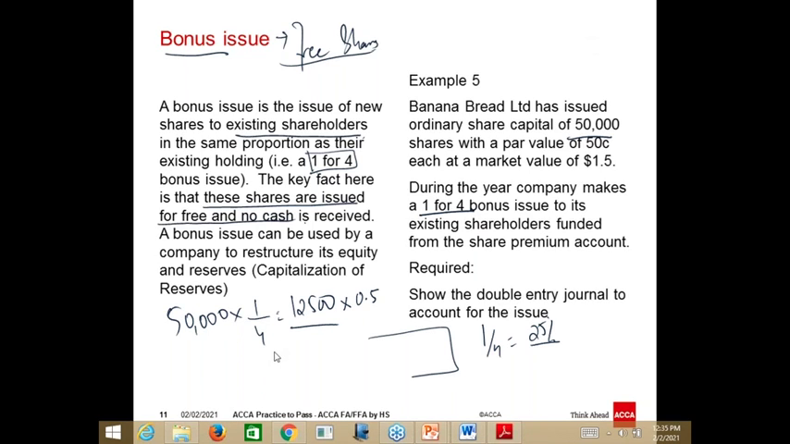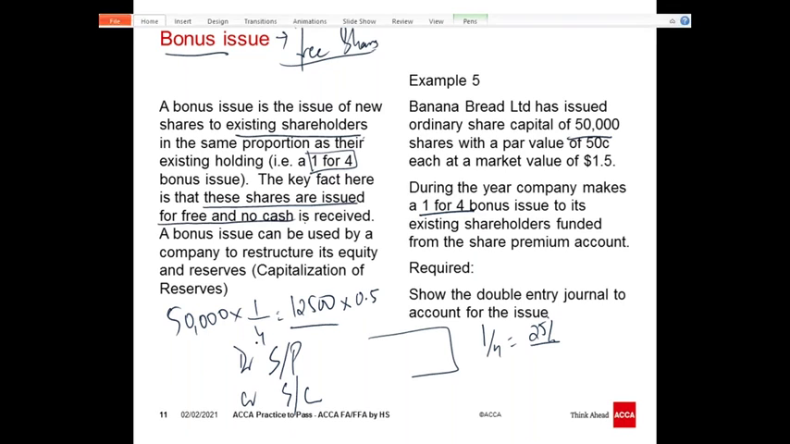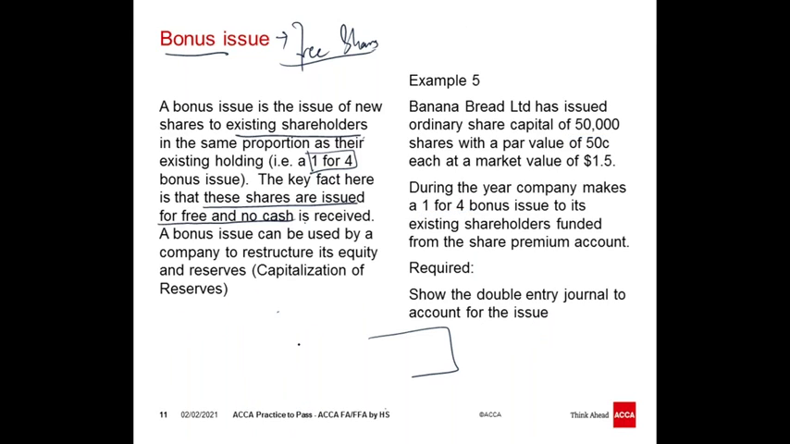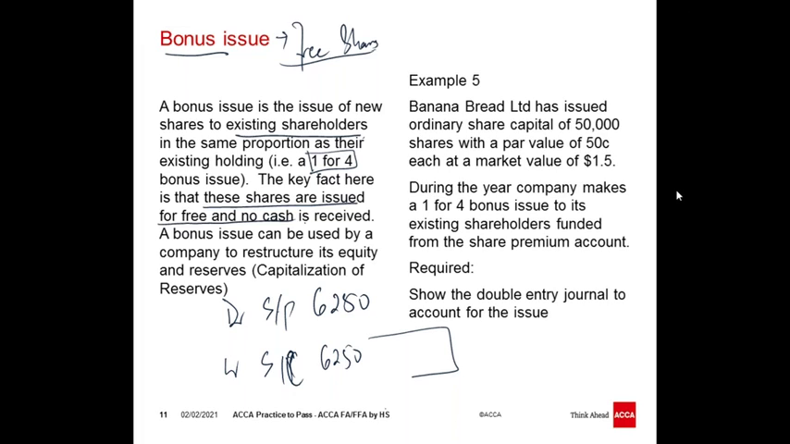So what will be the accounting entries for this? Always we use the share premium for the issue of bonus shares. The accounting entry will be share premium debit and ordinary share capital credit, because the company is not going to receive any cash against the bonus issue. So therefore, share premium debit and share capital credit by 6250. I think it's clear.